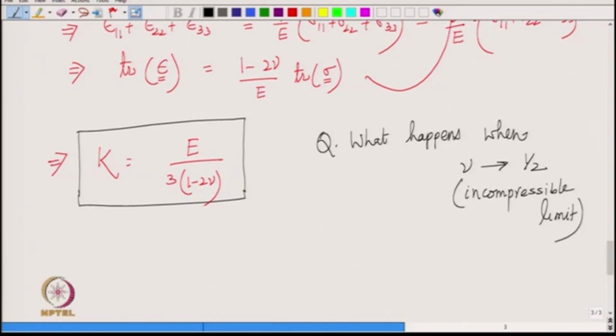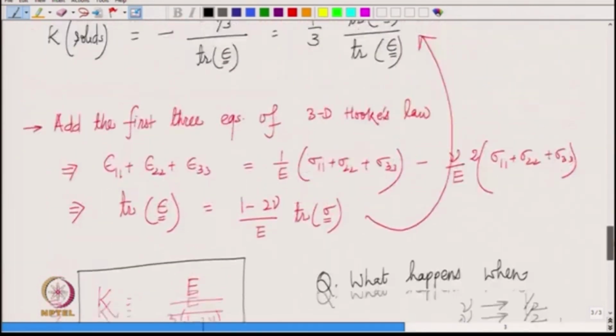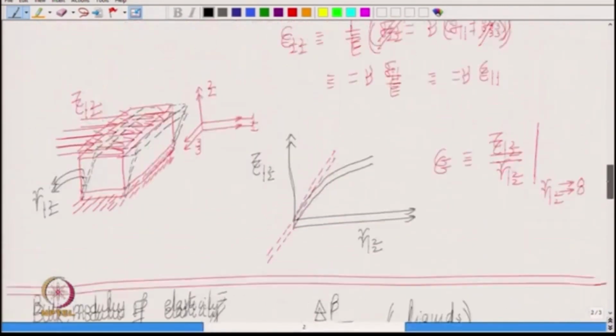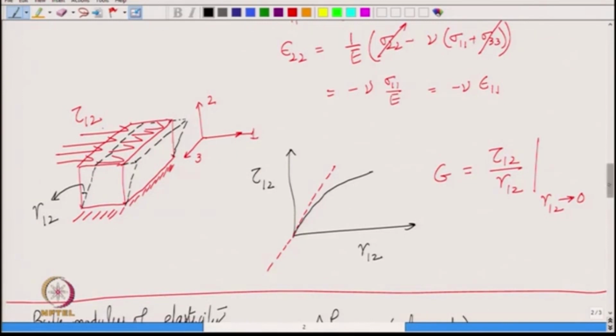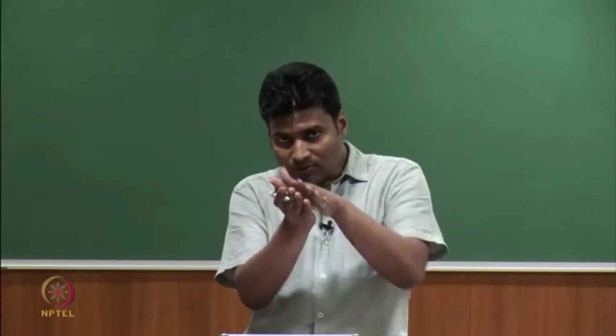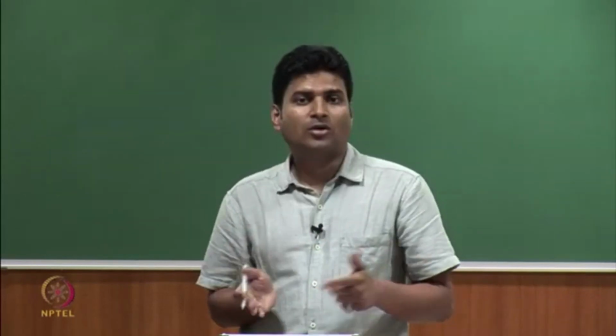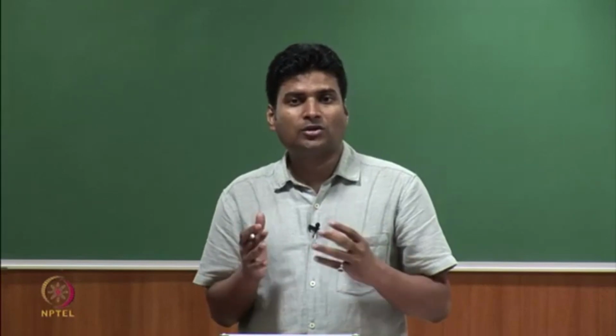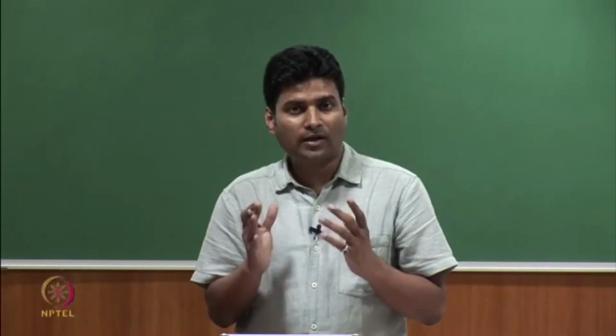So, usually nu is always less than or equal to half, and you see from this formula that G is equal to E over 2 times 1 plus nu. See, what do you expect G to be? Check this experiment of shearing of this rectangular bar. When you apply shear stress, the gamma 1 2 should also be positive. If you apply positive shear stress, the angle gamma 1 2 should also be positive, is not it? So, the slope should be positive. So, G is expected to be positive, right. G will not be negative.